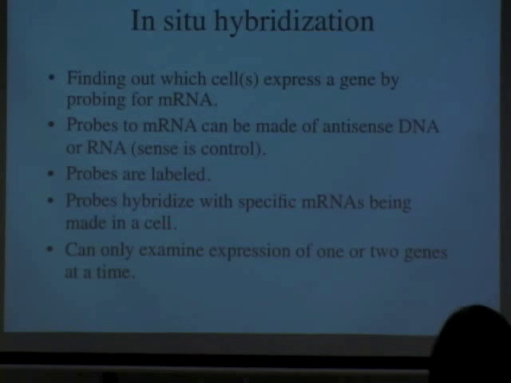When you splash the probes on the tissue, they'll hybridize with the specific mRNAs, hopefully, being made in a cell, so you can find out cell by cell what cells are producing that mRNA or expressing that gene. The downside is, at this juncture, you can probably only look at a couple of genes at a time, okay? So you can't look at thousands and thousands. There's just no way to do it right at the moment. No one's been clever enough to figure that out. Maybe one of you will.